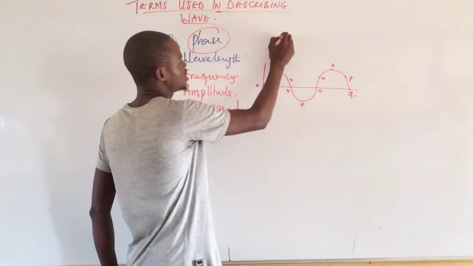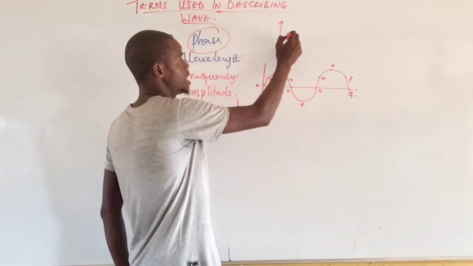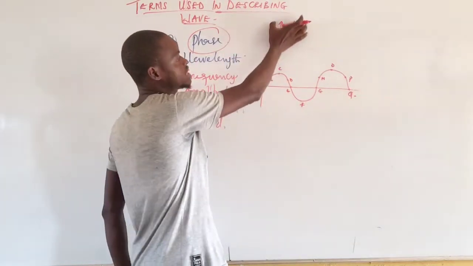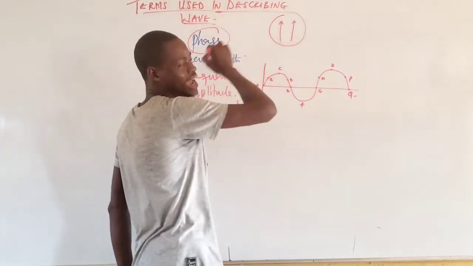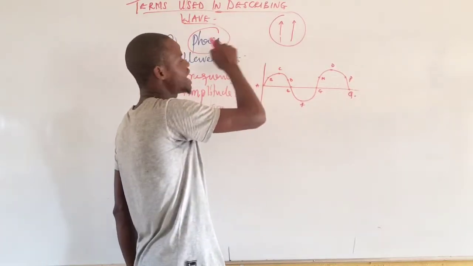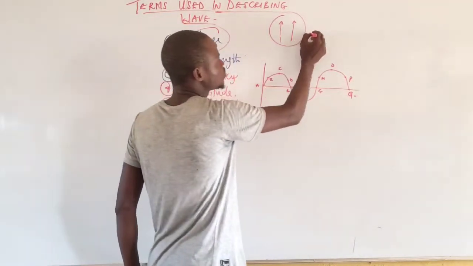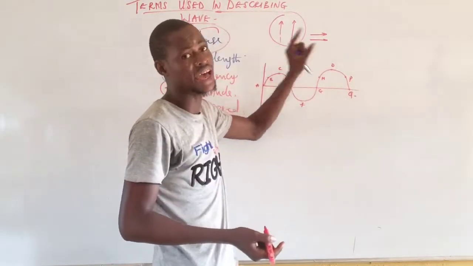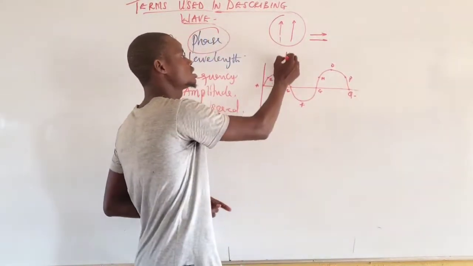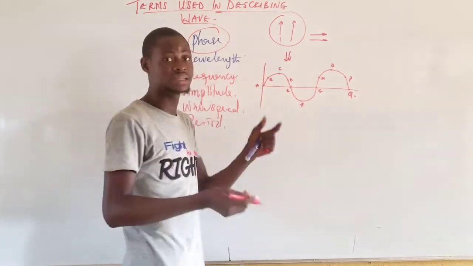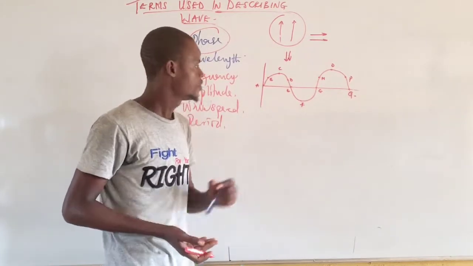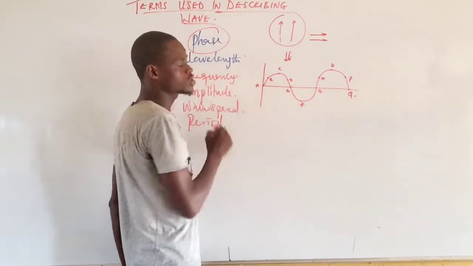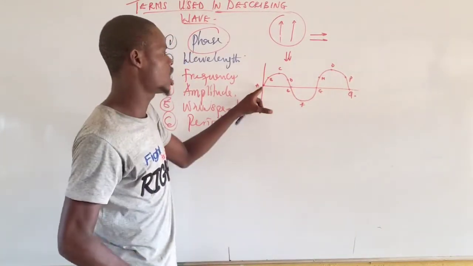If a particle is moving along a vertical direction, and the second particle is also moving along the same vertical direction at the same time, then we say the two particles are in phase. If they are both moving along a horizontal direction at the same time, they are in phase. From this diagram, we notice that this is the starting point of the wave, which is the origin.